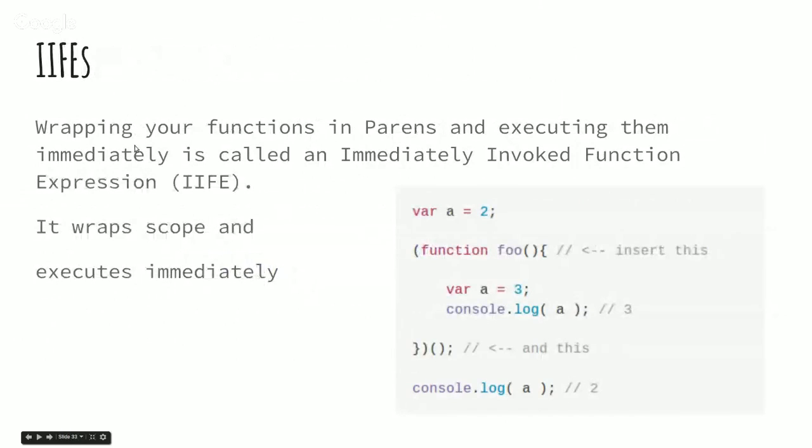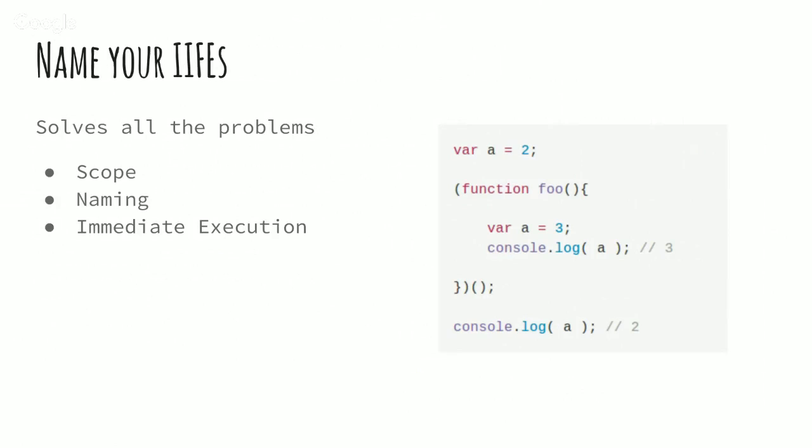And likewise, with the IIFEs, which we talked about a minute ago, you can name those too. And by naming them, you get all the benefits. It wraps the scope. It executes immediately. It's named. Apparently, naming it iffy was a thing people did for a while, but he said you don't need to do that. It didn't make a whole lot of sense to me to call it iffy because you lose the semantic meaning of what that chunk of code is supposed to do. So yeah, name your IIFEs, solves all the problems.